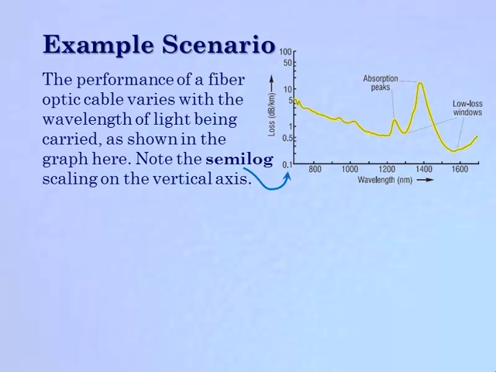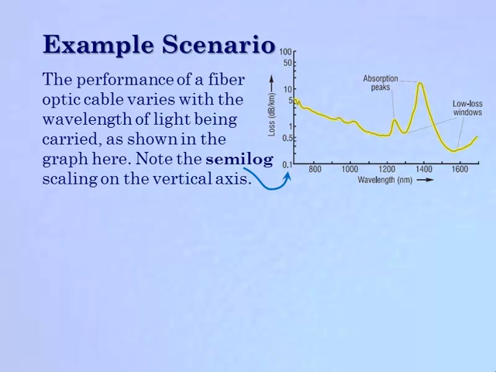So you might have a fiber optic cable that's carrying light whose performance varies with the wavelength of the light. Notice here that we have a graph of the varying losses that occur at the various wavelengths. But the scaling on the vertical axis is not like we've seen before. This is called a semilog scaling, and we'll learn more about that in this module.